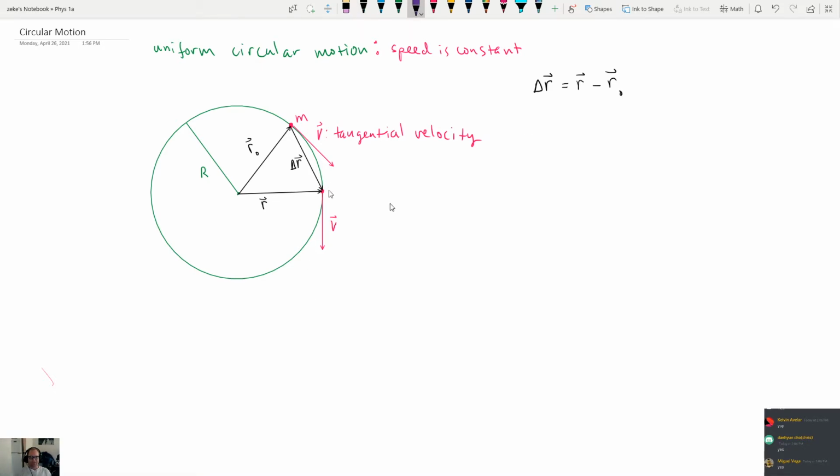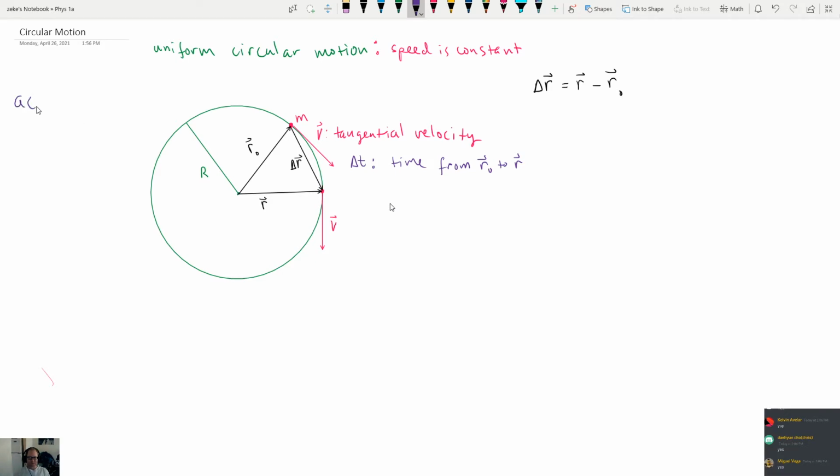We're going to need a time. So let's say that the time that it takes to go between these two positions is delta t. I don't know where to write on there, but we'll just put delta t somewhere in here. This is the time from r initial to r. So delta t is going to represent the time. And again, the speed is constant, but the direction isn't, right?